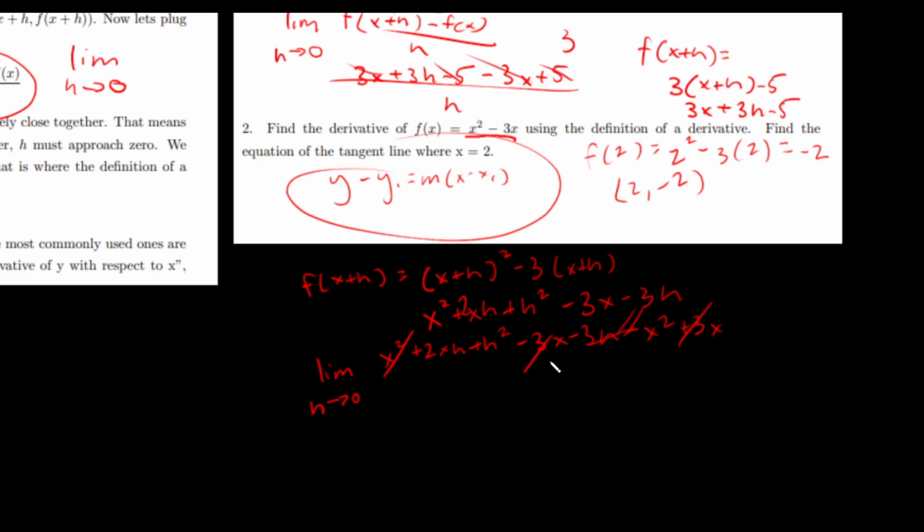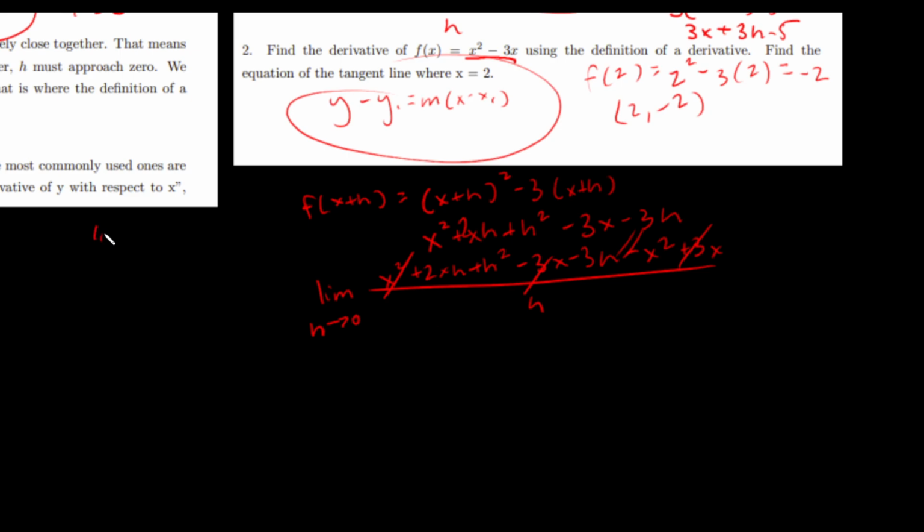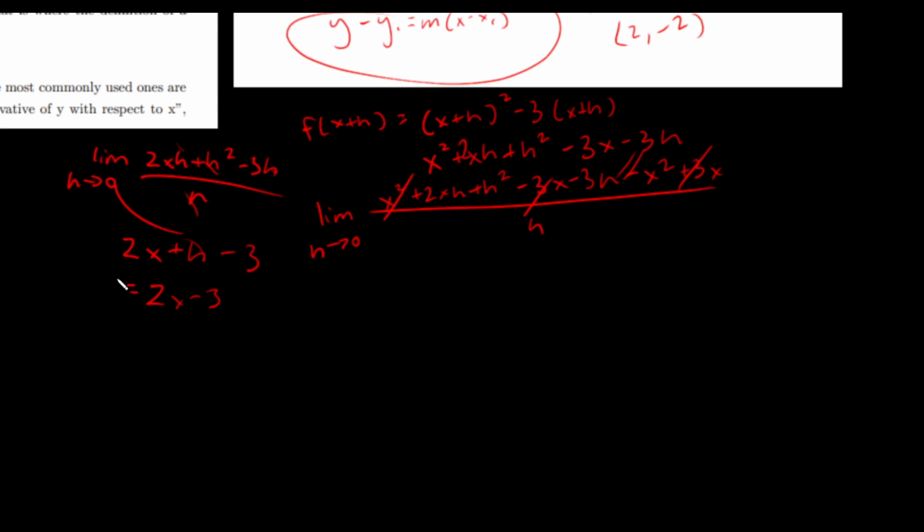So then we're left with, over h, so much work, and then we're just left with limit as h approaches 0 of 2xh plus h squared minus 3h, all over h. And then these cancel out, so we're left with 2x plus h minus 3. As h approaches 0, you get 2x minus 3 is your y prime. So we're going to write the same thing, but we're going to write f prime of x.